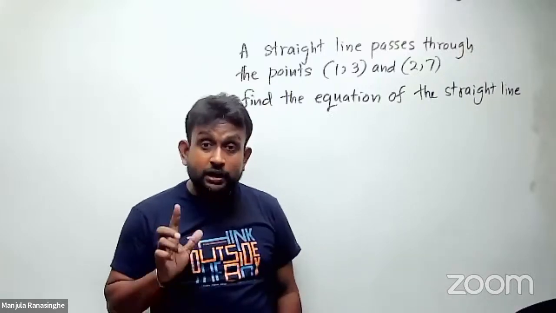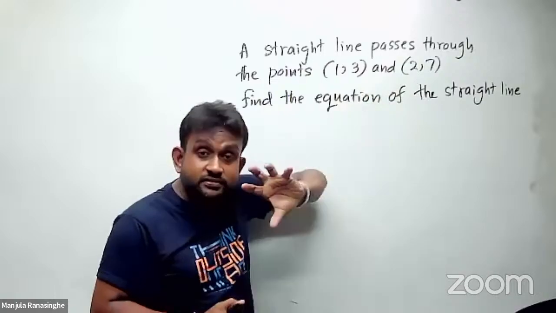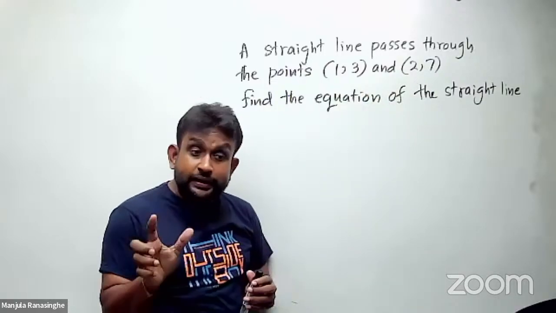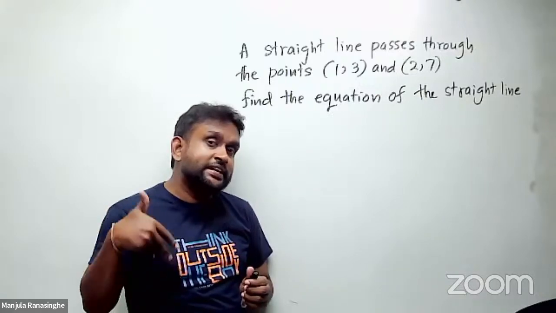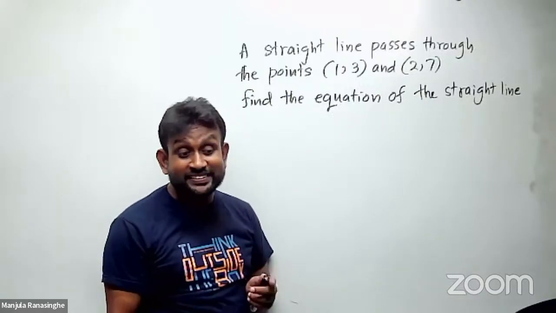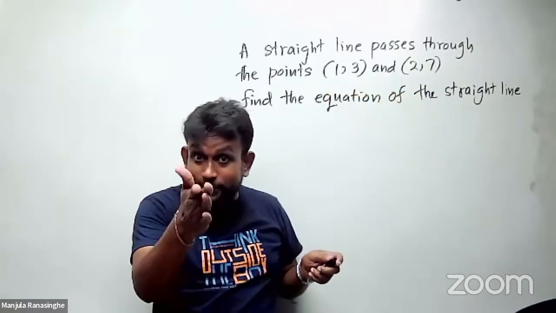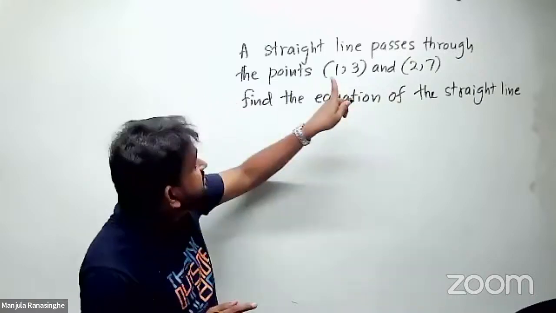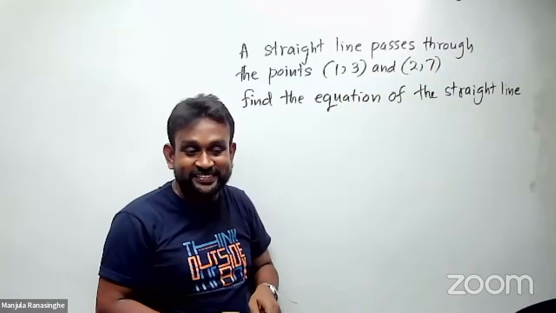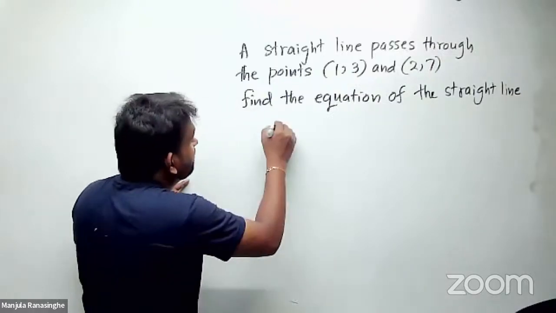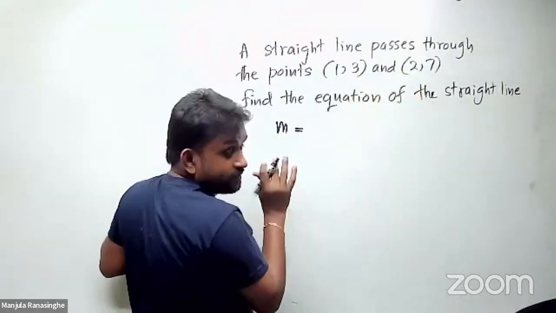Now see here, 2 points are given, which means you can find out the gradient. But you cannot find out the intercept directly. What's the reason? To find the intercept directly, you need a coordinate in our format 0, comma something. Then you find the gradient: m equals y difference over x difference. First find m.